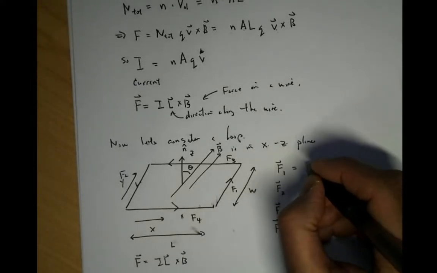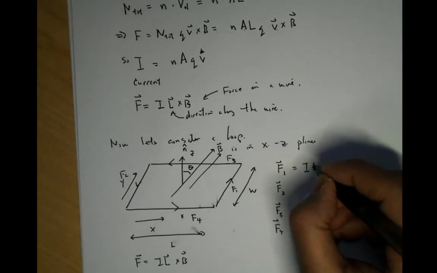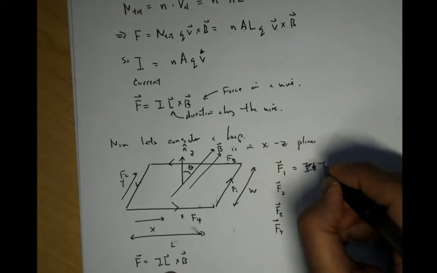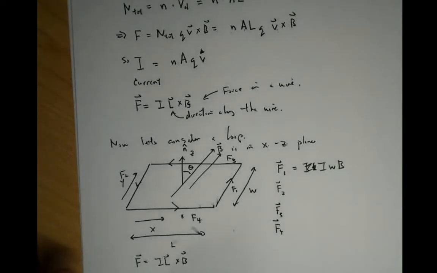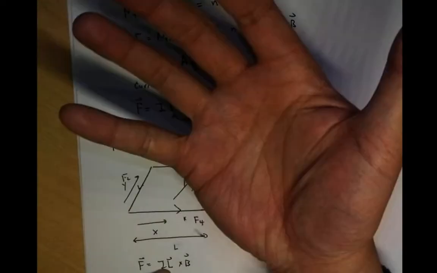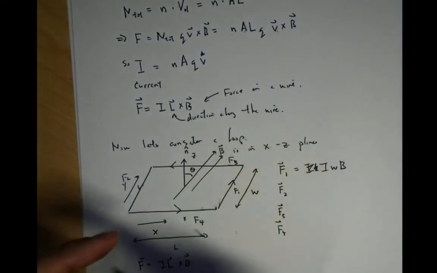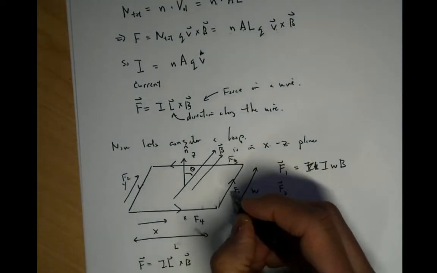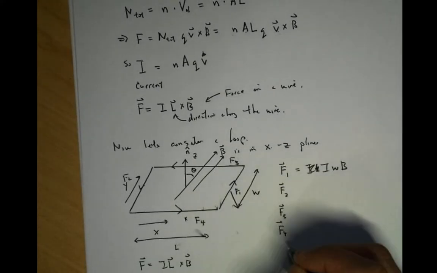So first of all, this is just going to be I times L, or not L now, in this case it is going to be W. I times W times B, all right? Now let's get the direction of this thing. The direction, we use the right-hand rule, okay? So I need to point my thumb along the current in the wire, good. My fingers are going to be pointing along the B field, which means that the force is going to be in this direction, like that, okay?